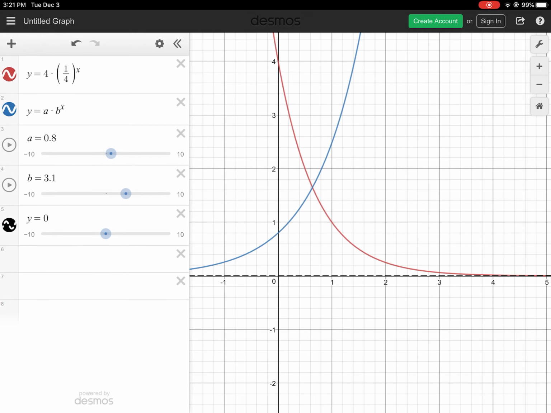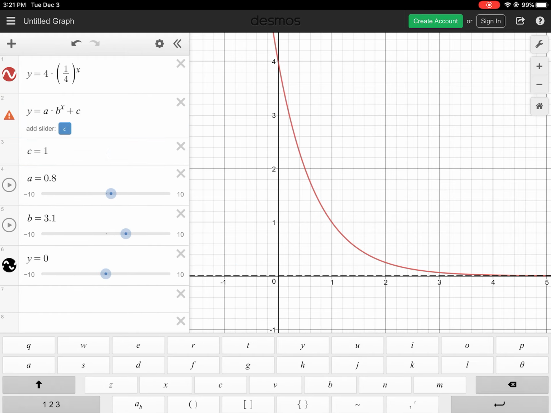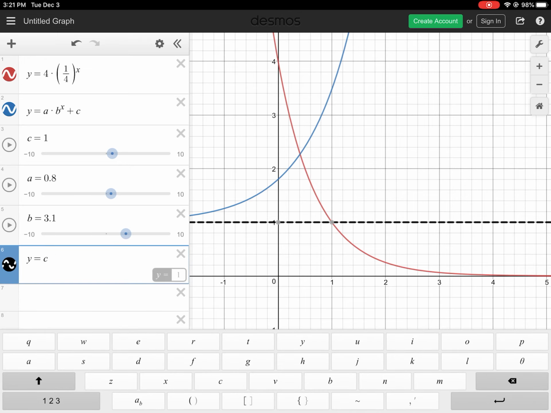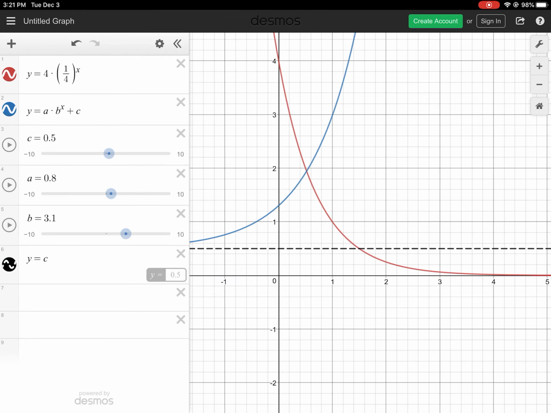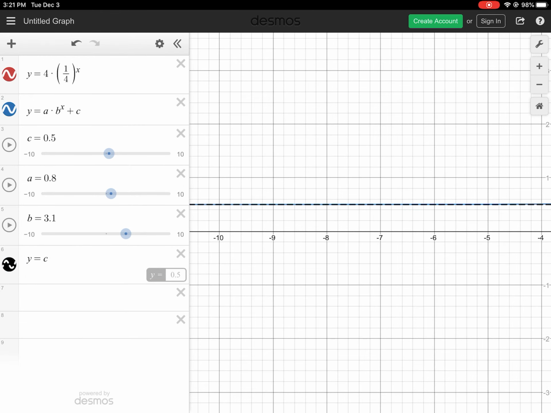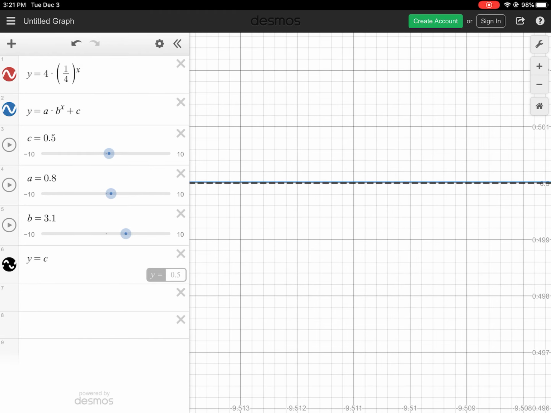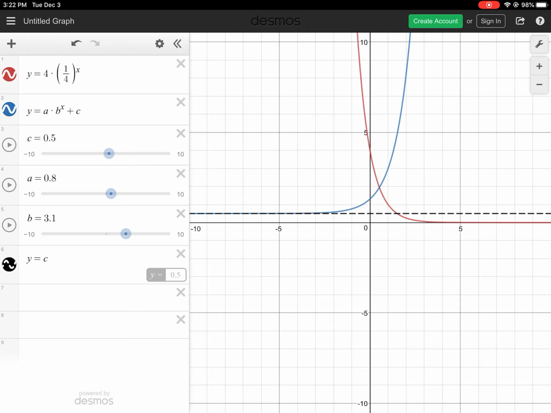Like in this case, say we added c to this. If I added a c there, see how that shifts my graph up or down? It also shifts that asymptote. We can see that it moves it, and again, it looks like it's going to touch it, but if we zoom in, we can see that it actually isn't touching, because that's just the nature of how our exponential equations work.